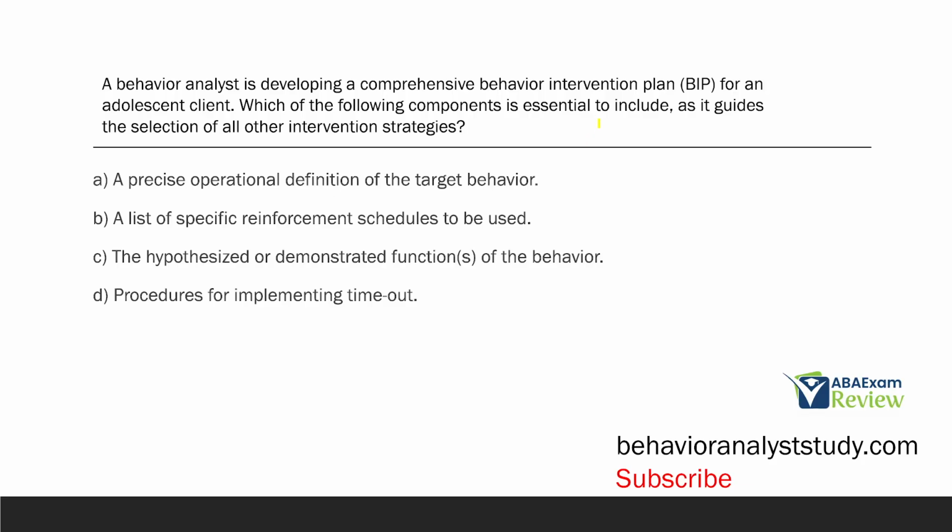The question wants to know what component is essential for a BIP as it guides the selection of other intervention strategies. Now, first, there are a few essential components of a BIP. So what we want to focus on is this idea that this particular component is going to guide the selection of the other intervention strategies.